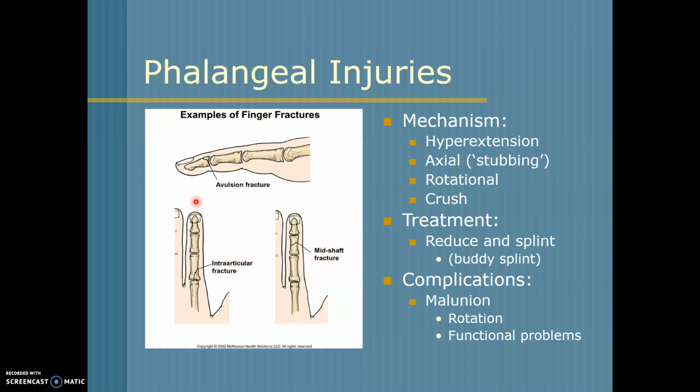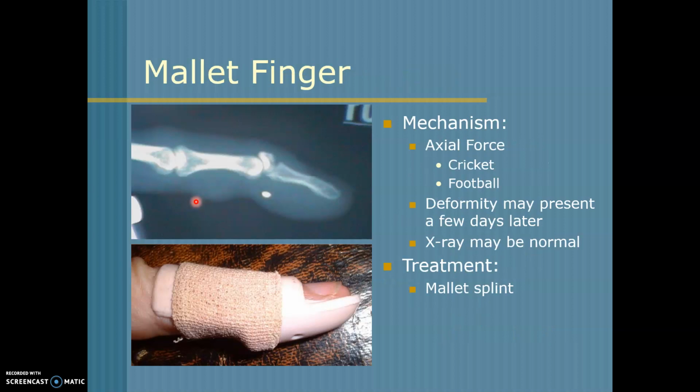Let's talk a little bit about phalangeal injuries. They may be due to hyperextension, rotation, or stubbing. We talked about the significance of the rotational injuries in the last slide. Generally, we need to reduce them and splint them. Buddy splinting, or splinting to the adjacent finger, is usually sufficient. There are some specific injuries we need to think about. So let's just look at these.